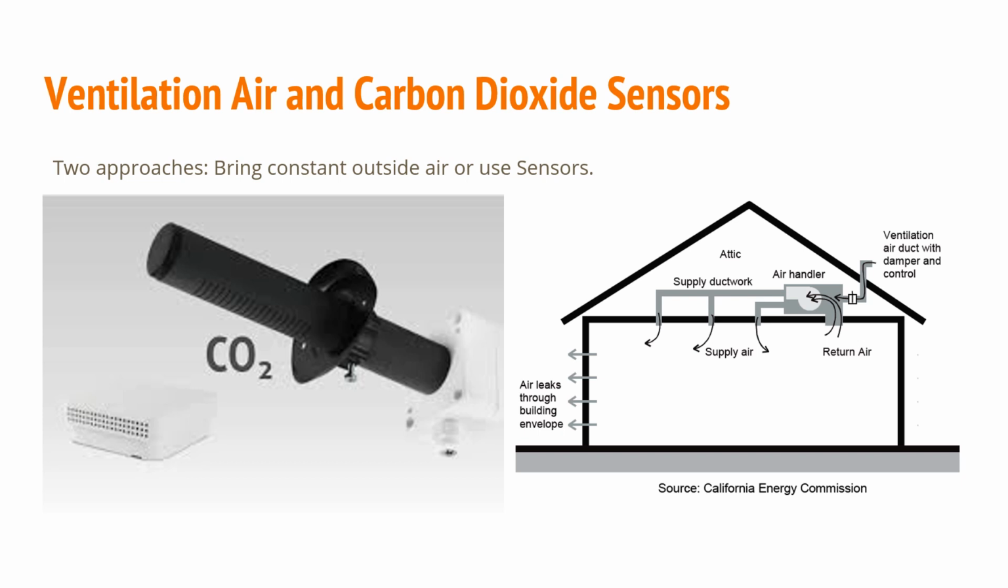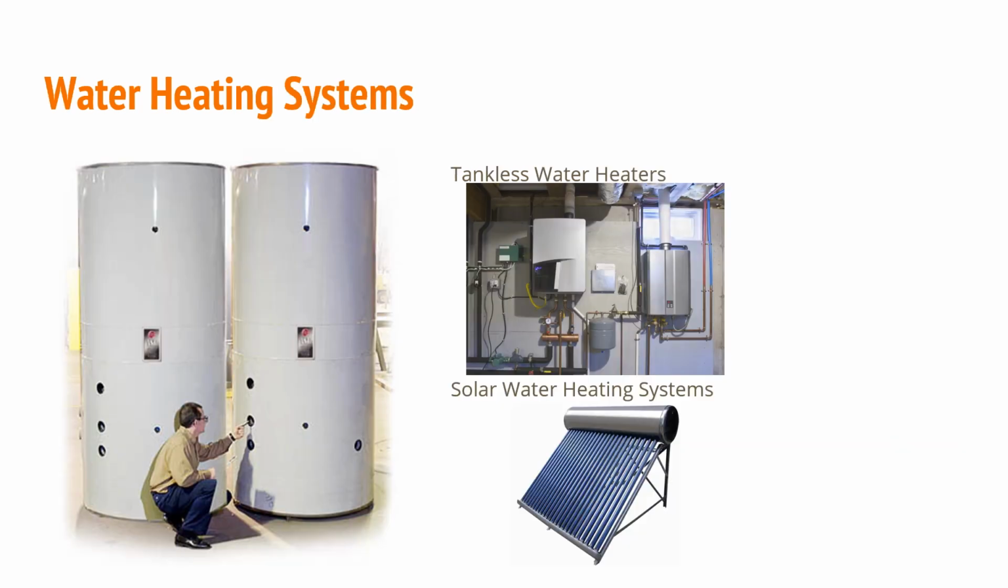From there, we have the 2 approaches for ventilation, air, and carbon dioxide sensors. You can either bring that constant outside air in or just use sensors to activate systems when the CO2 levels are exceeding over a permissible level.